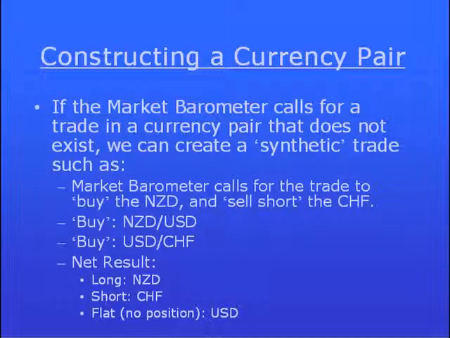In constructing a currency pair, if the market barometer calls for a trade in a currency pair that does not exist, we can create a synthetic trade, such as the following. The market barometer calls for the trade to buy the Kiwi and sell short the Swiss. Well, if we do not have access to the Kiwi-Swiss pair, we may simply buy the Kiwi dollar and buy the dollar-Swiss pair. The net result would give us long Kiwi, short Swiss, and flat or no position in the US dollar.